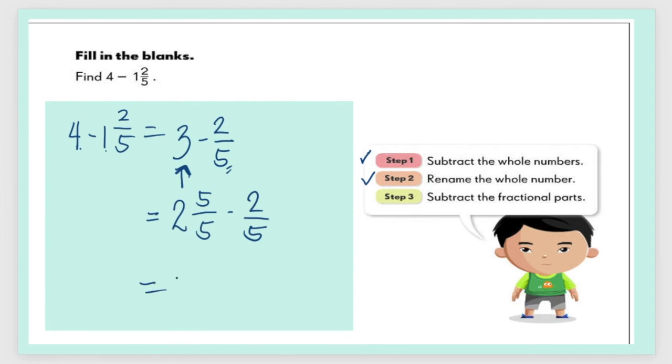So we have a whole number here. 5 minus 2 is equal to 3 fifths. So the difference between 4 and 1 and 2 fifths is equal to 2 and 3 fifths.